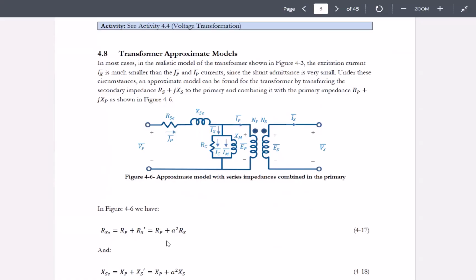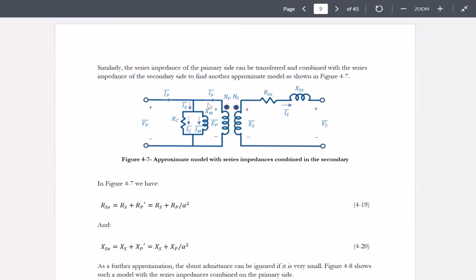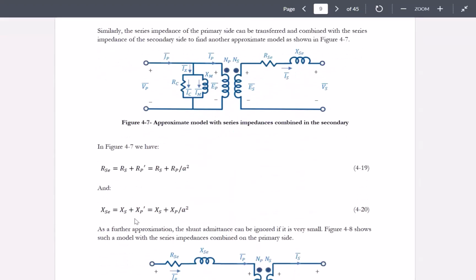So in other words, this RSE is really equal to RP plus the RS that has been transformed to the primary side, so RP plus RSP. And this XSE would be the same as XP plus XS. And this one is an example of when we combined everything, the series impedances, on the secondary side, which means that we brought them from the primary side, transferred them to the secondary side, and then combined them with the secondary side. So RSE here becomes RS plus RP prime, and XSE would become XS plus XP.